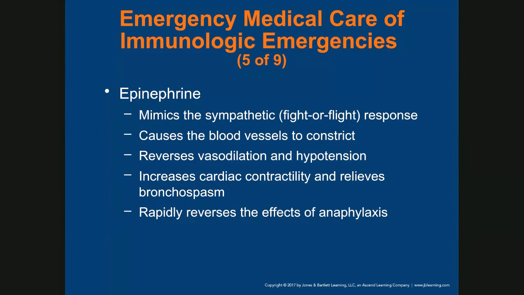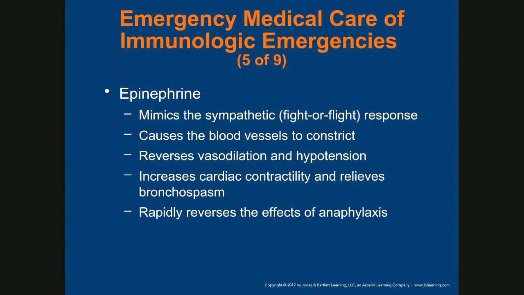Patient may have the medication in the form of an EpiPen, or it may be on your unit in the form of a solution where you have to draw it up and give it via syringe. The ambulance services don't carry the EpiPen on the ambulance anymore. It's too expensive. So you're going to find it in either a vial or an ampule on the unit.